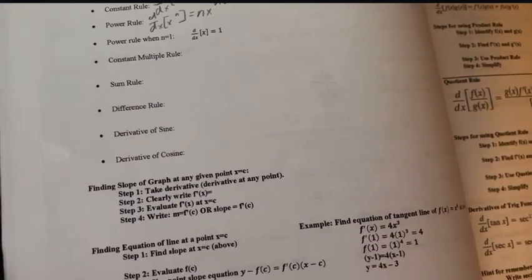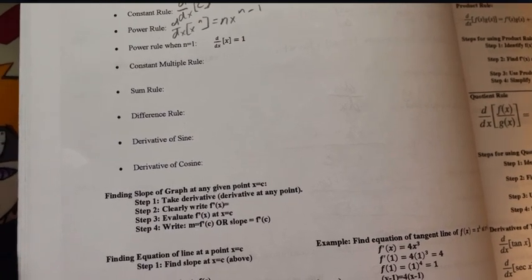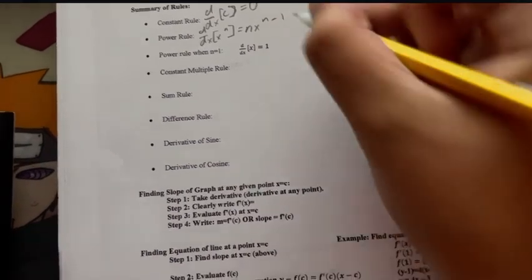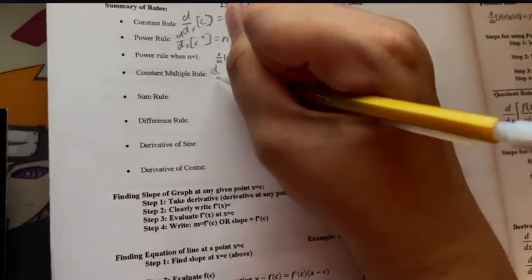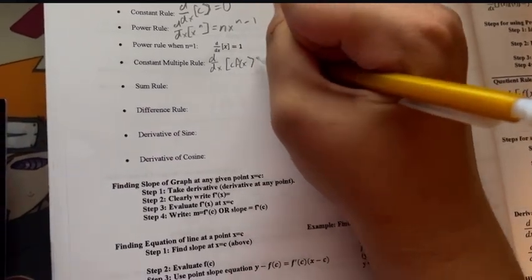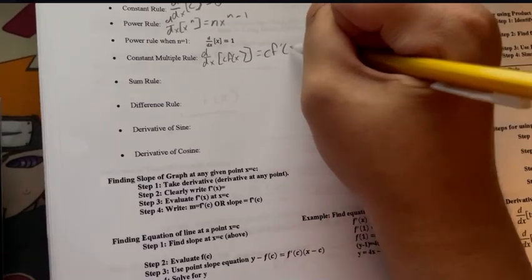The constant multiple rule. If f is a differentiable function and c is a real number, then cf is also differentiable, and d over dx of cf of x equals cf prime of x.